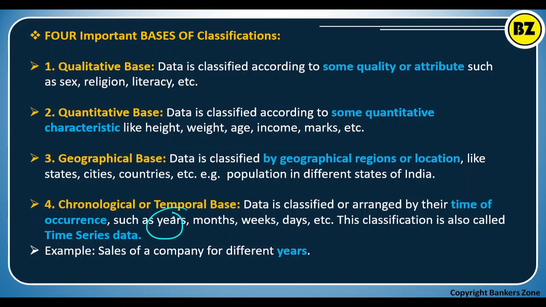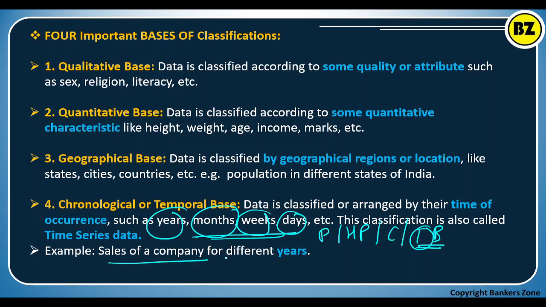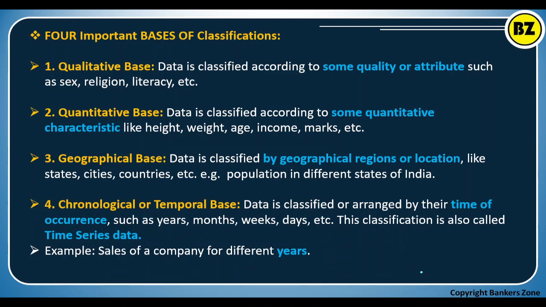Years, months, weeks, days, these are representing some period, some historical period or some chronology. That is called the temporal basis. Remember, temporal basis is sometimes also called the historical period. For example, sales of the company in different years is given. When years are given, you have to understand the base of classification is year. So it is the temporal basis classification. So you have to understand the four bases of classification.